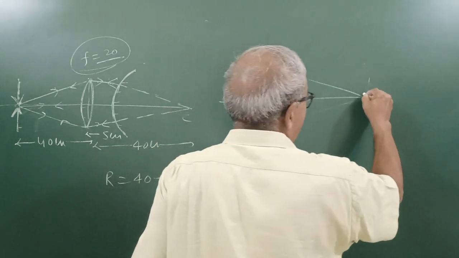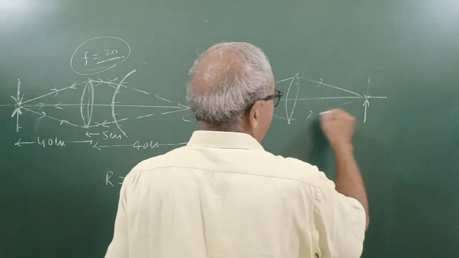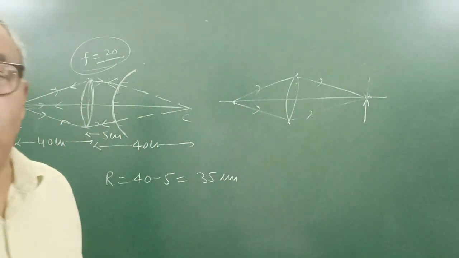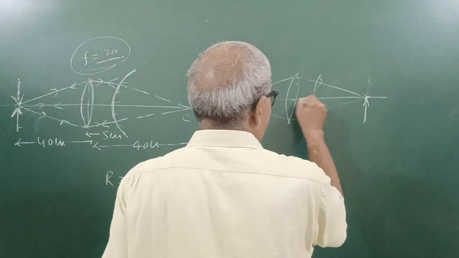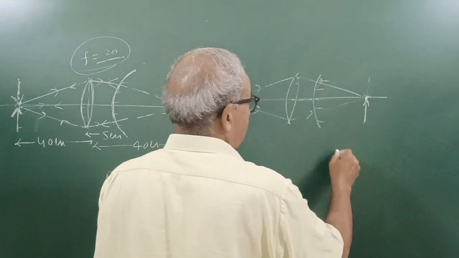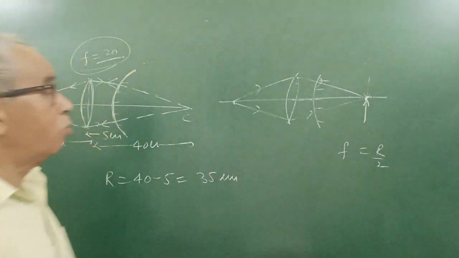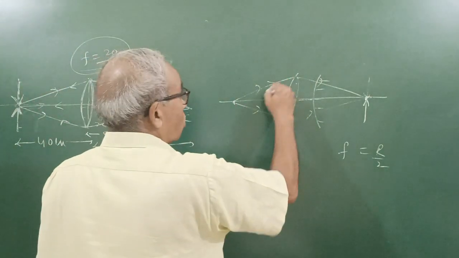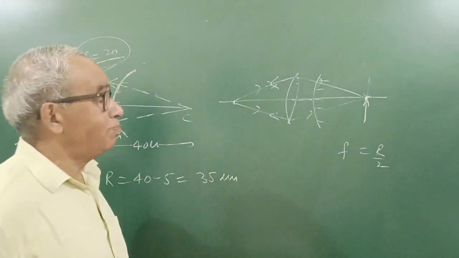So put another image pin and get the parallax removed. That way, here it was 5 centimeter, 40. So you can find out R, and F is equal to R by 2. So you can find out the focal length of a convex mirror using a convex lens in the lab.